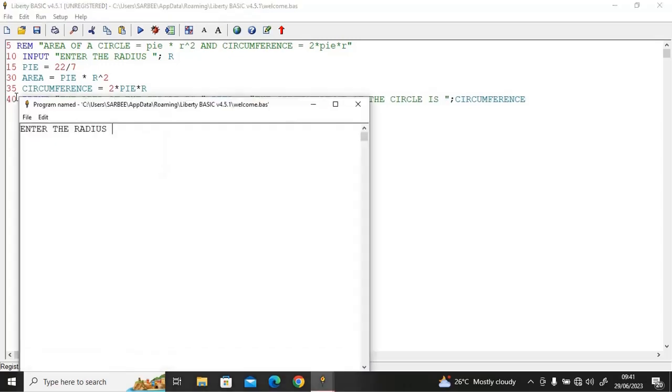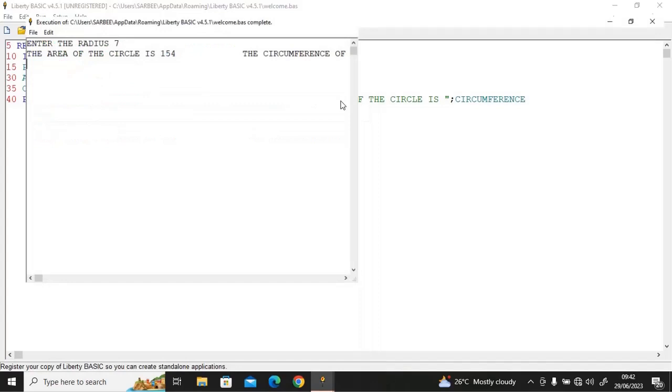So let's run this. So enter the radius. Let's say the radius is 7. What do you think the area will be? Now 22/7 times 7 times 7. That should give us 154. But the perimeter will be 2 pi r, that is 2 times 22/7 times 7. That should give us 44. So let's run this. Wow, we get the answer correctly.